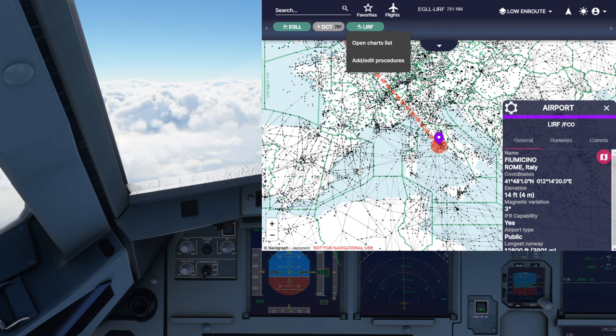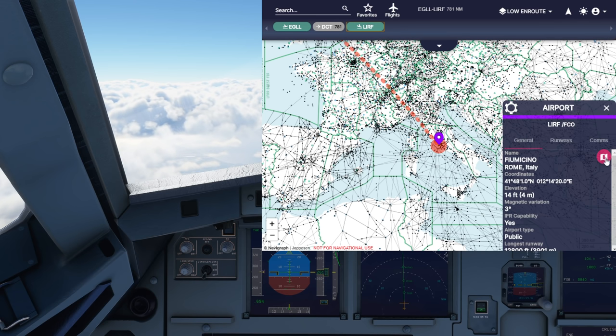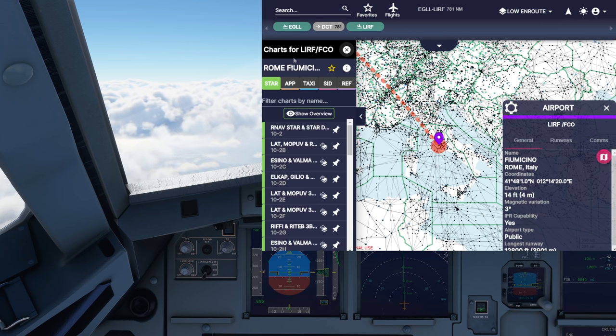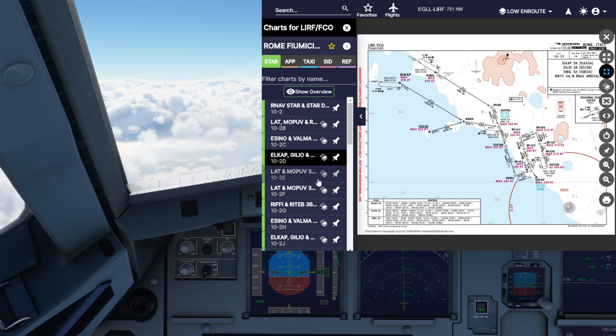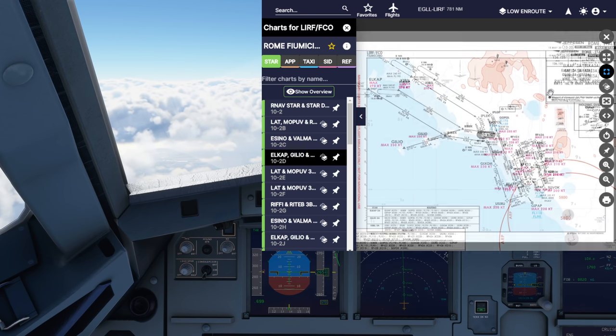Okay, so here we go then. We are flying towards Rome Fiumicino. I've got my route in here, Heathrow to Rome. So I can press this button here and it brings up the charts for Rome Fiumicino. Now we set up the LCAP 3 Romeo. So a little bit tricky to tell which one you're looking at. If you see down the side, I've got an LCAP here and then you need to look for the identifier.